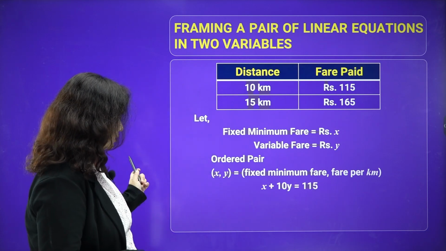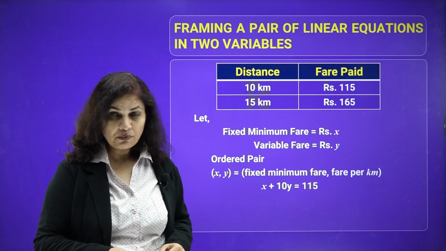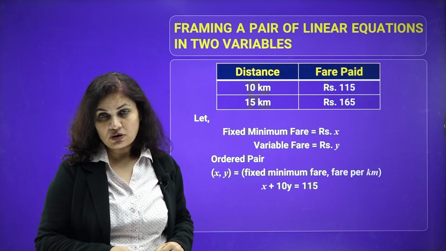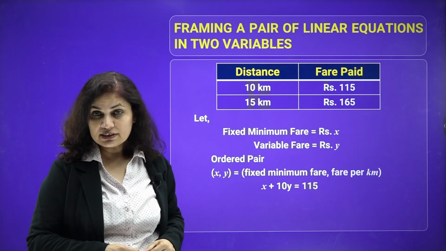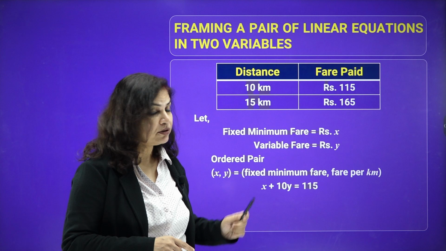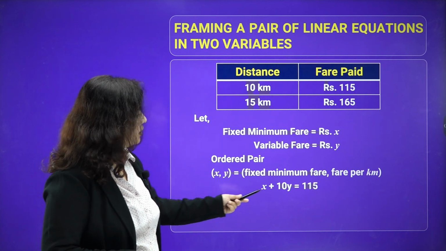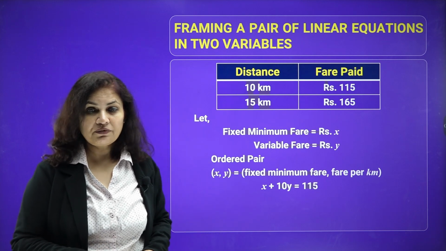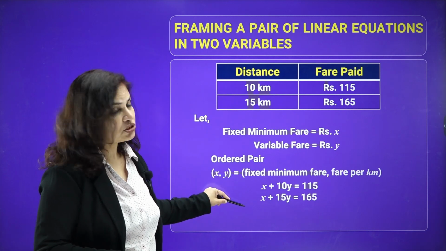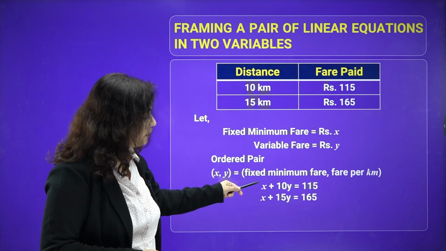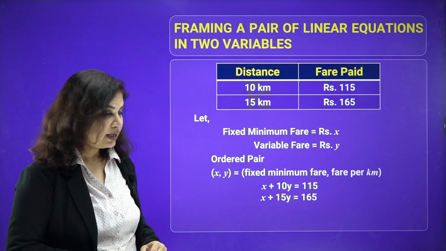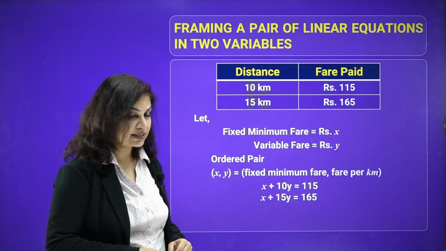The ordered pair is fixed minimum fare and fare per kilometer. So, the first equation formed will be x plus 10y. If x is the fixed cost and I am travelling 10 kilometers, per kilometer I am paying rupees y. So, for 10 kilometers I will be paying rupees 10y, and after that the total fare will be rupees 115. From the next situation, two different situations lead to two different equations. So, we have a pair of equations, x plus 10y equal to 115 and x plus 15y equal to 165.